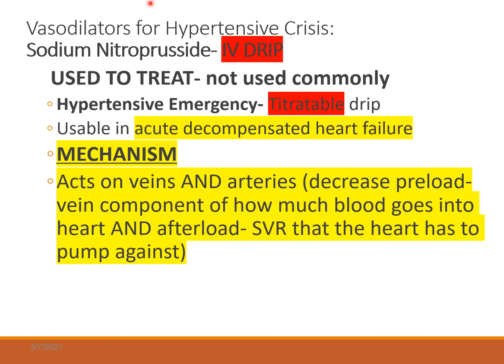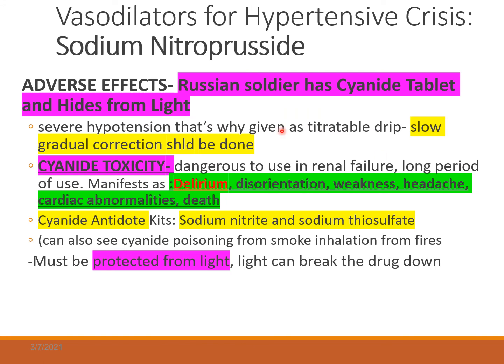Then we go on to the next hypertensive crisis drug, which is sodium nitroprusside. It is a vasodilator. This is an IV drip. It is titratable and it is used for acute decompensated heart failure. What is the mechanism? It acts on veins and arteries, decreases the preload, the vein component of how much blood goes into the heart, and the afterload, the SVR that the heart has to pump against.